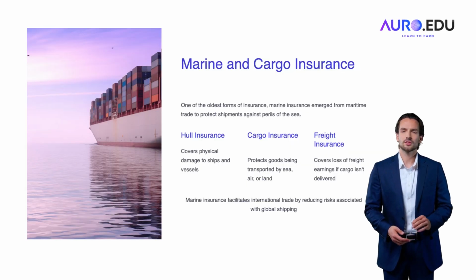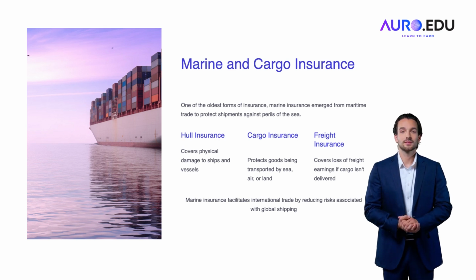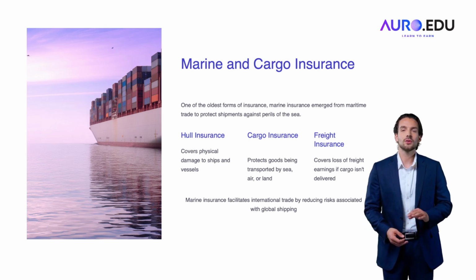Marine and cargo insurance. Marine insurance, one of the oldest forms, protects ships, cargo, and freight earnings. Special features like valued policies, all risks coverage, and the general average principle make it unique. This insurance is critical for global trade because it minimizes the risks of long-distance shipping. Without it, international commerce would be far more uncertain and costly.